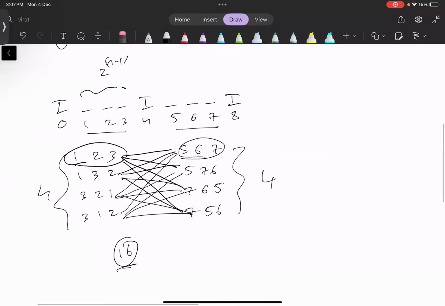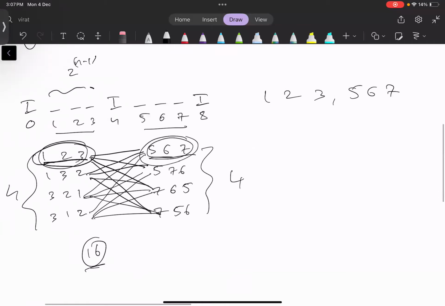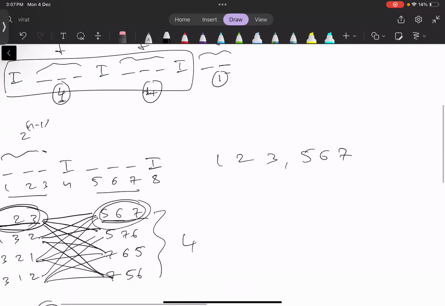Let's see. Now, let's say I'm taking a mapping between 1, 2, 3 and 5, 6, 7. Let's take one of them: 1, 2, 3, 5, 6, 7. Now that 1, 2, 3, 5, 6, 7 mapping is only one time existing, right? So let's see, can we form more sequences based on these patterns? We can have 1, 2, 3, 5, 6, 7, or we can have 1, 5, 6, 2, 3, 7 also. There is also one possibility, right? We can also have 1, 2, 5, 6, 3, 7, right?